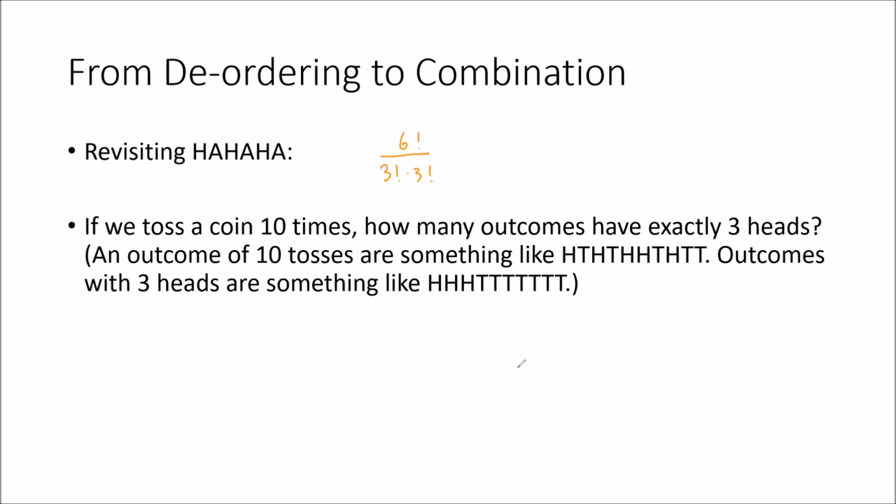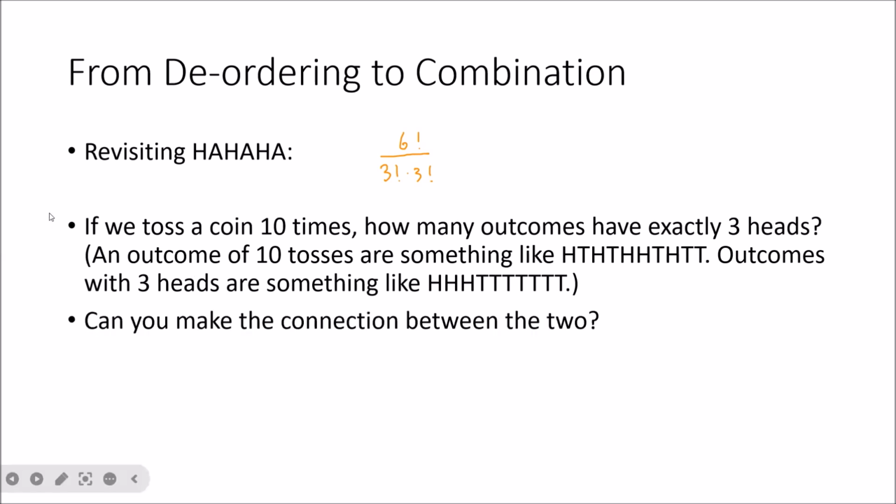Now, outcomes with 3 heads are something like HHH, and you have 7 T's. So you have 3 H's and 7 T's. But the positions of H's and T's can vary. So that makes it a little more complicated to deal with. We have a method, right? So let's see, can you see the connection between these two problems, the ha problem and the coin tossing problem?